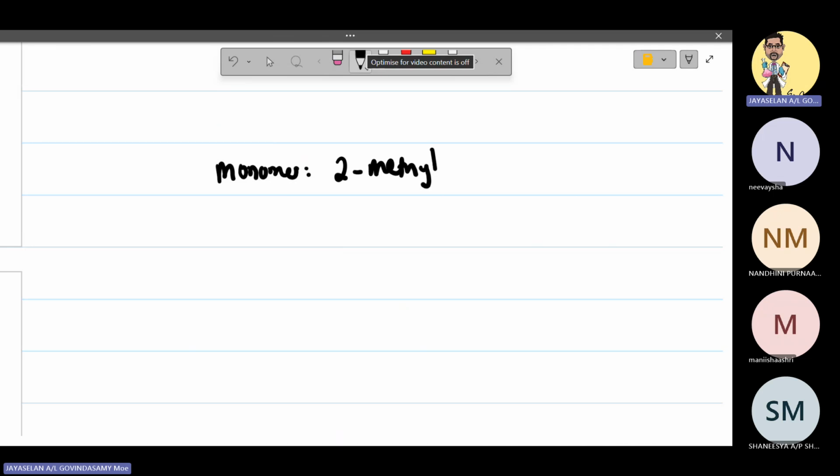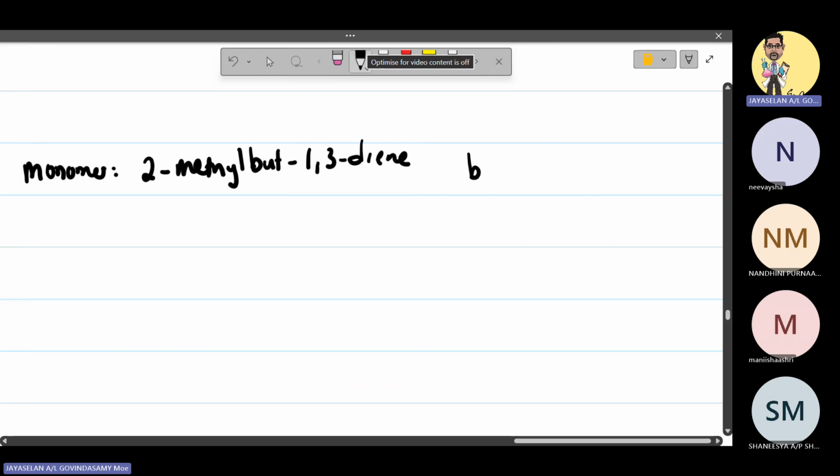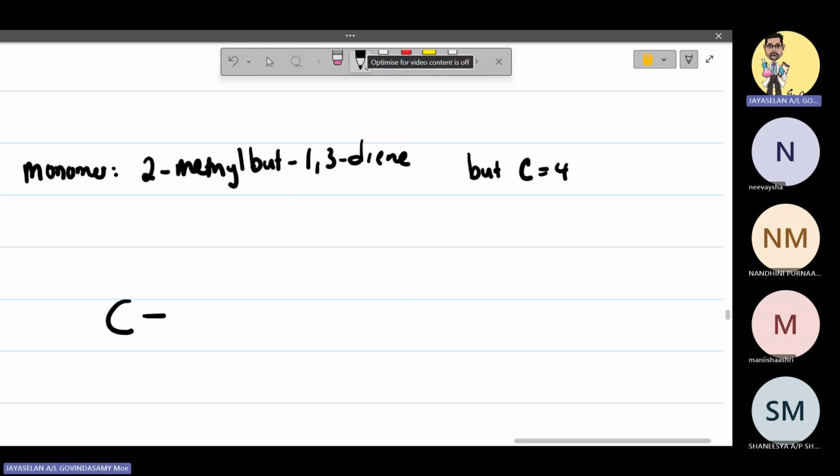This one will be given to you in the exam. Okay, but-1,3-diene. The name is long but the drawing is easy. When you see "but", carbon 4. So you put here 1, 2, all single bond like this. Okay, carbon 4. Okay, diene.